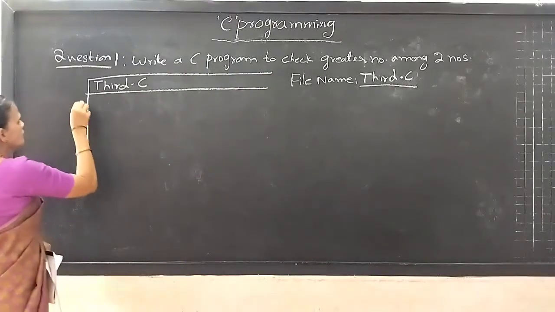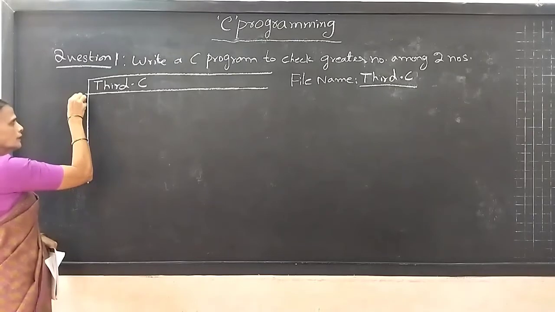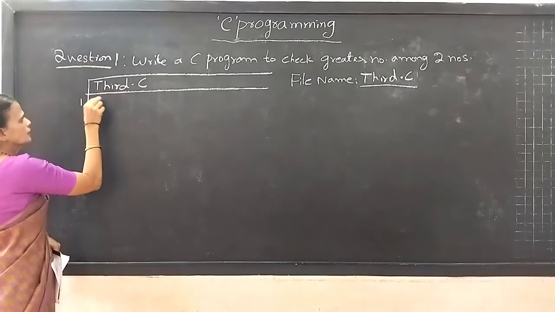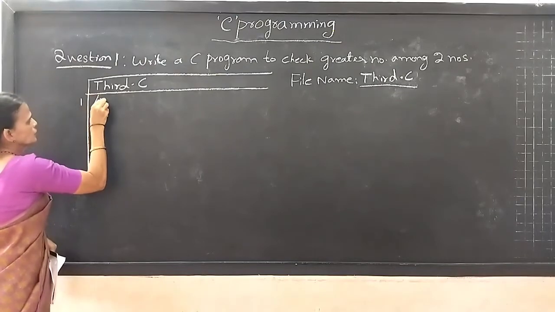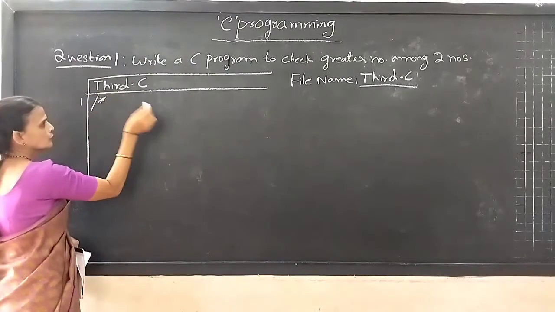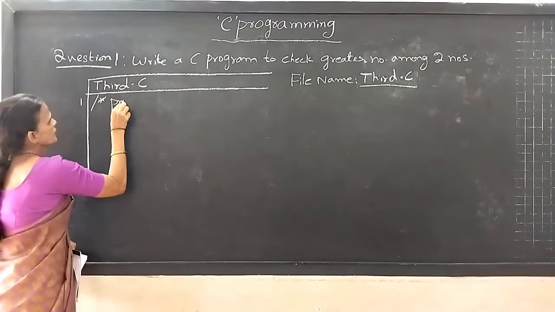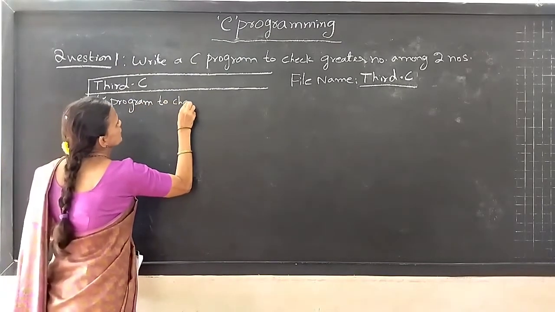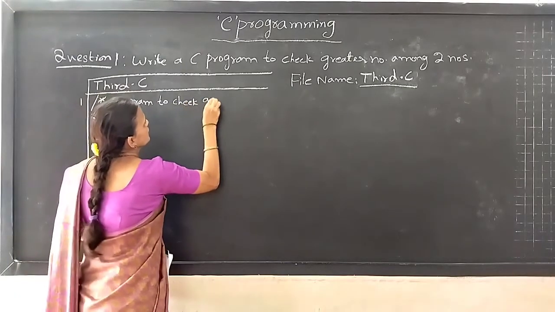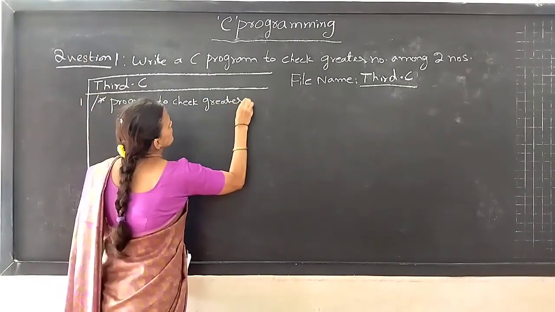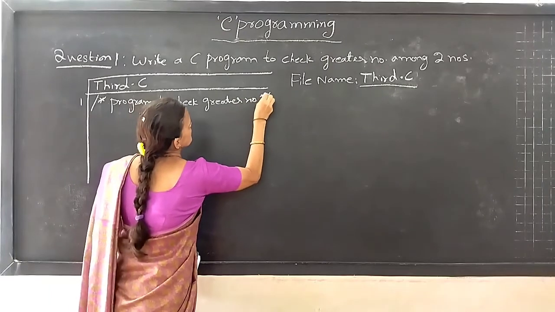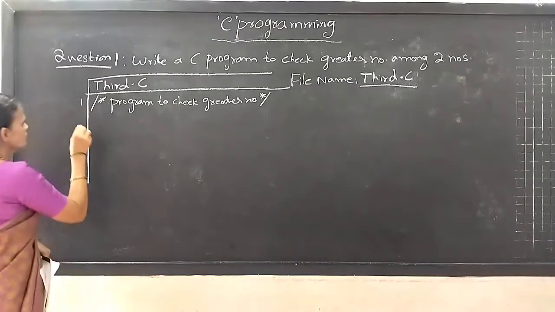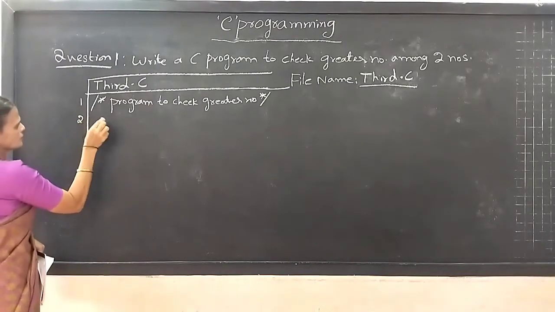Okay. Now we have understood that each statement is going to be numbered, and here first is to write the comment entry. What is the comment entry? Program to check the greater number. This is only for the programmer's purpose. Okay. From the second line onwards our program starts.